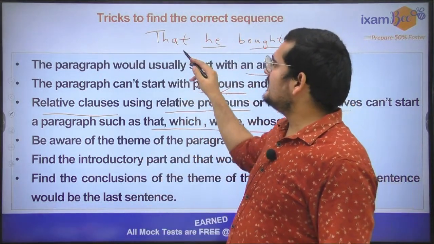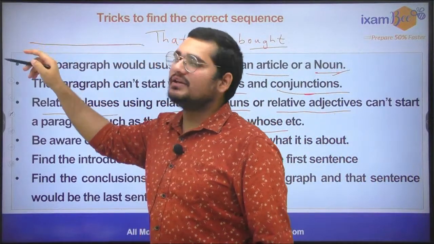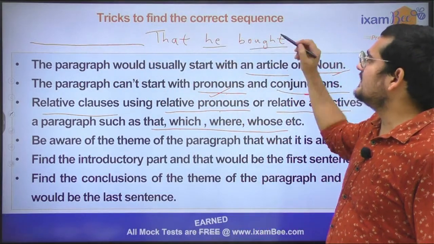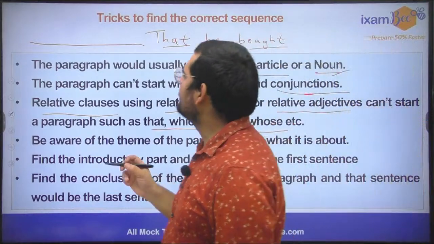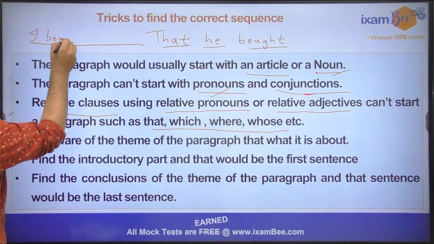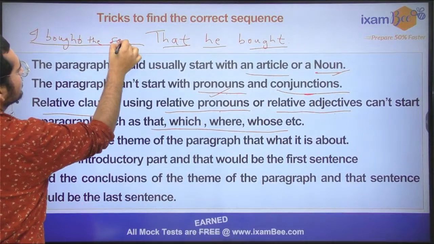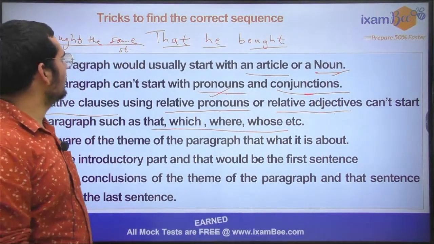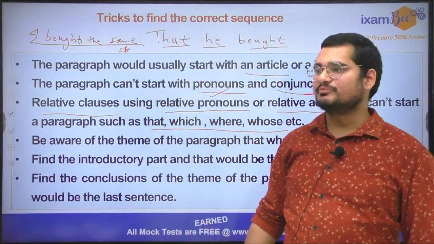So what I need to do, I need to look at something, right? I need to look at the first clause, right? This is called your dependent clause or the relative clause because of the word that. So what can I say? I bought the same smartphone, let me write it like this, okay. So I bought the same smartphone.